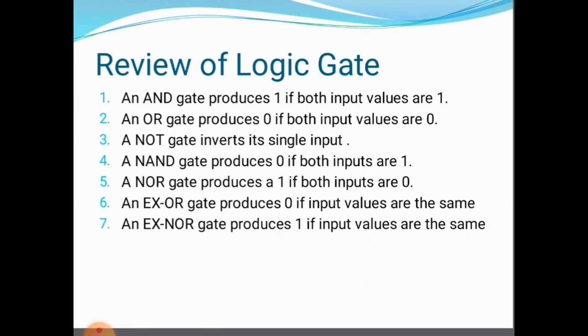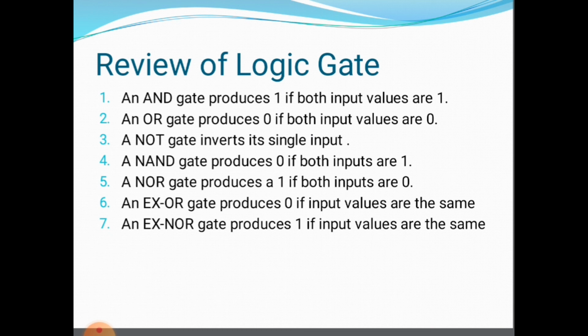Review of logic gates. First is an AND gate produces 1 if both input values are 1. This is for the AND gate. Second is an OR gate produces 0 if both input values are 0. This is for the OR gate. Third is a NOT gate inverts its single input. This is for the NOT gate. And fourth is a NAND gate produces 0 if both inputs are 1. This is for the NAND gate.